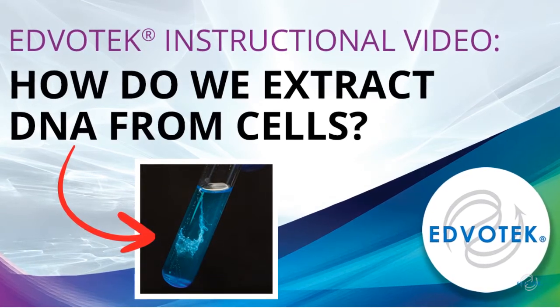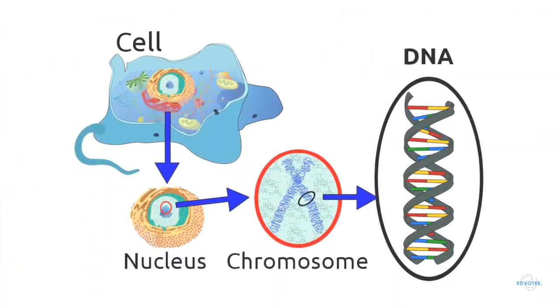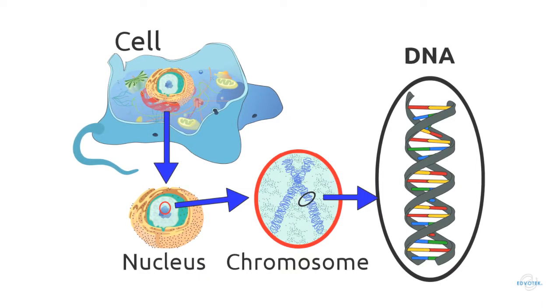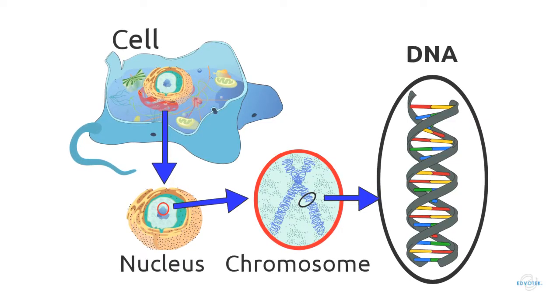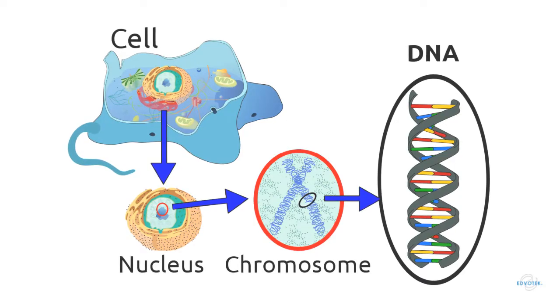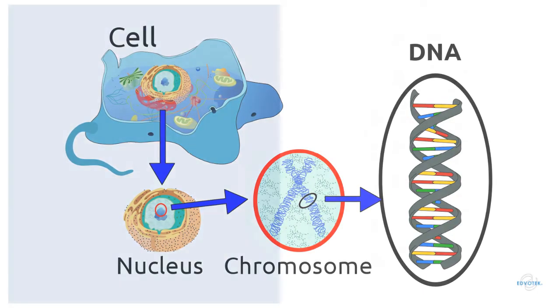Edvotek Instructional Video. How do we extract DNA from cells? The basic unit of all living organisms, from bacteria to humans, is the cell. Contained within these cells is a molecule called deoxyribonucleic acid, or DNA. This amazing molecule contains the blueprint used to build an organism. Our genetic makeup, or genotype, controls our phenotype, the observable characteristics.